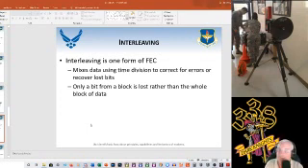Interleaving means you're mixing that data in with the forward error correction. So if you're sending a whole block of data, the idea is to keep only 1 or 2 bits from going south instead of the whole darn thing.